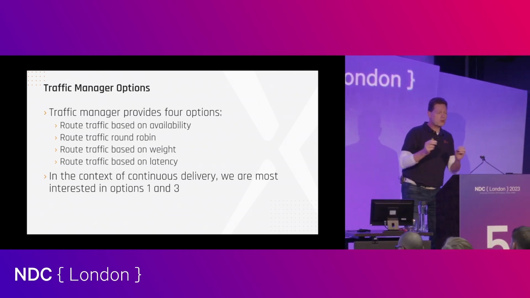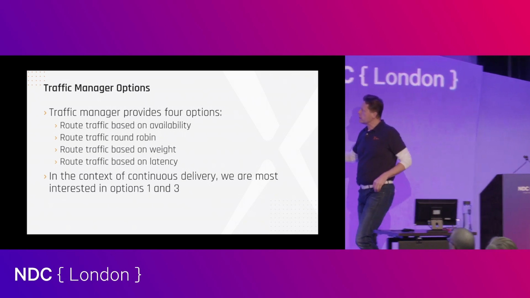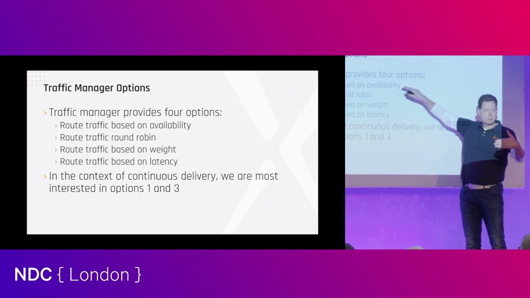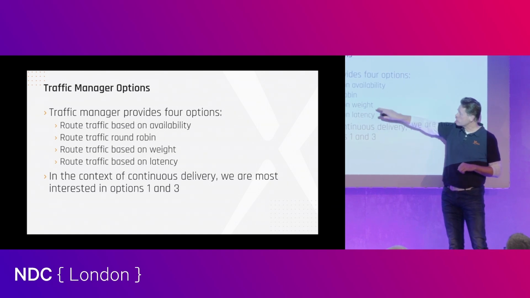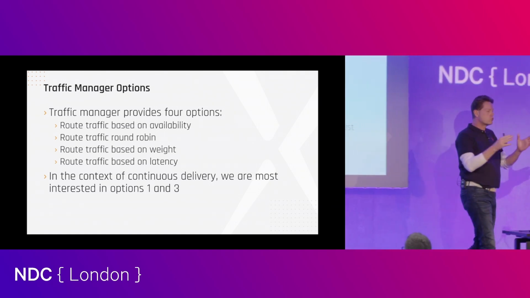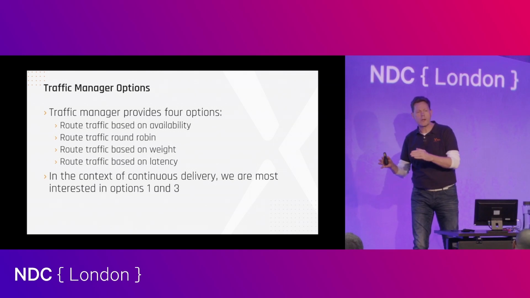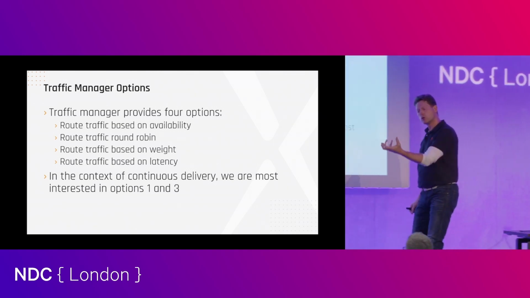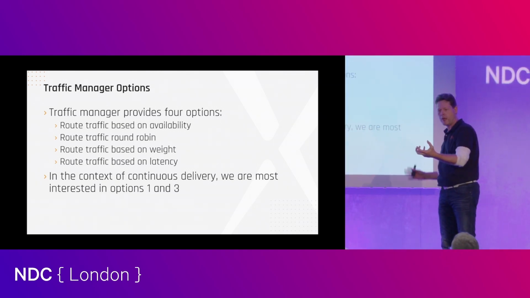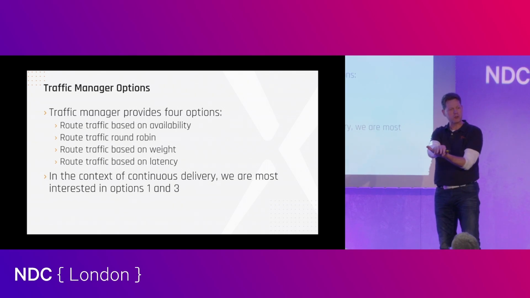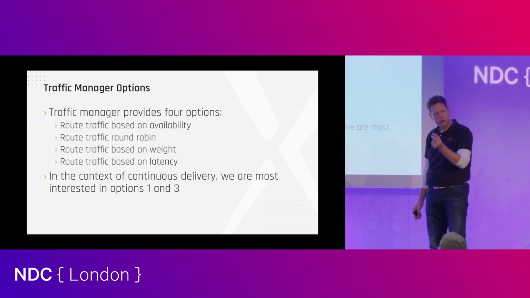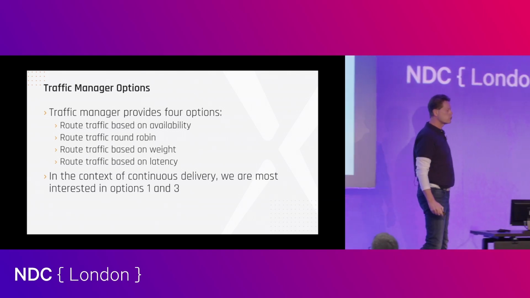Now, in the context of zero downtime deployments, we are interested in option 1, the availability of a service, and we're interested in option 3, we want to move traffic based on a certain weight, because when you install a new application, do you want to hammer it all of a sudden with like 100% of traffic, or would you like to slowly turn on the knob if it comes to that traffic?